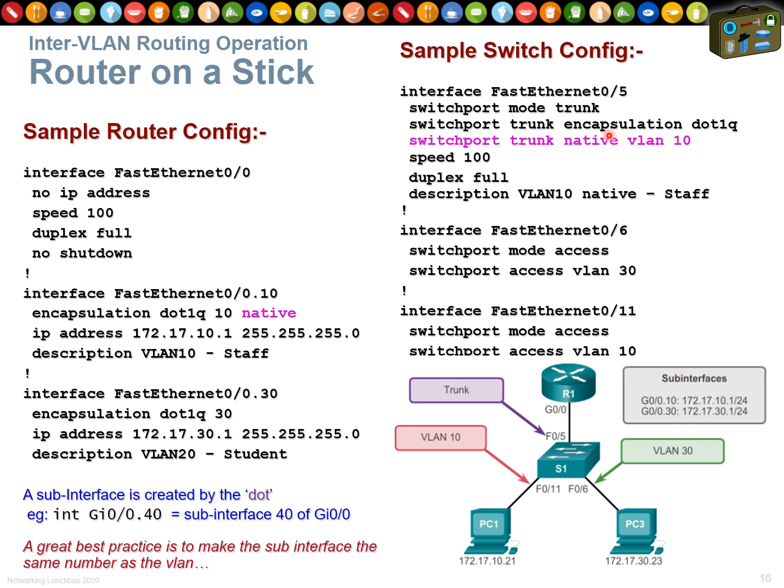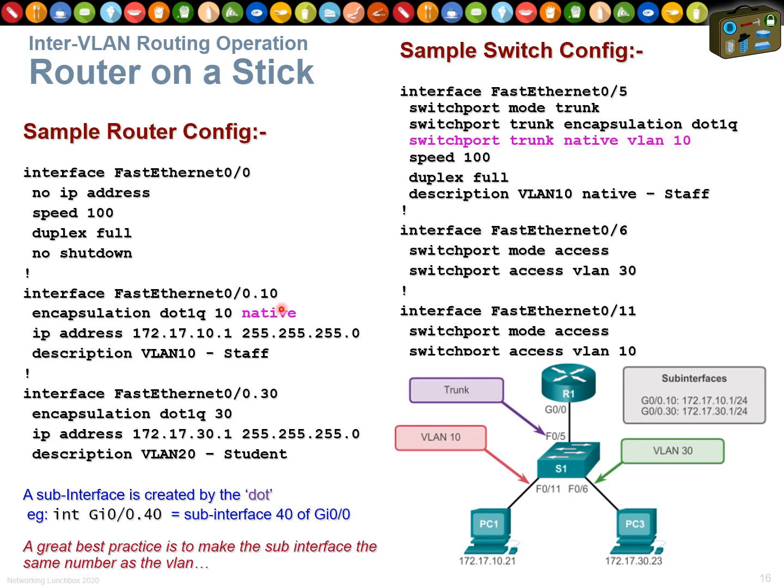Now over on the switch, switchport mode trunk, switchport encapsulation dot1q. Those commands should be reversed, but never mind. So you need to set up the encapsulation type and make it a trunk. Not such a bad idea. Full duplex 100, full duplex 100. Now, port 6, VLAN 30, port 11, VLAN 10. This is a working config.